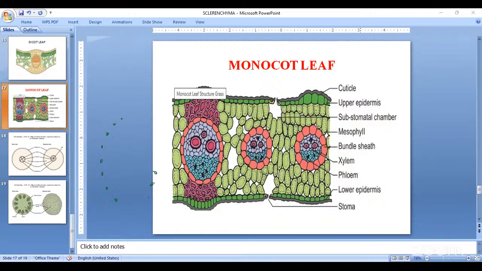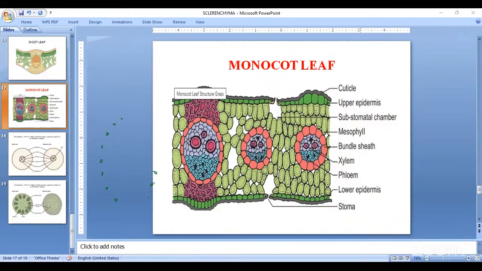And the arrangement of the stomata in the dicot leaf is only high at the upper epidermis, but in monocot they are uniformly arranged. And guard cells are kidney shaped in dicot, and dumbbell shaped in monocot. And the mesophyll is heterogeneous, with spongy and palisade cells. But in monocot, it is homogeneous, only spongy cells.